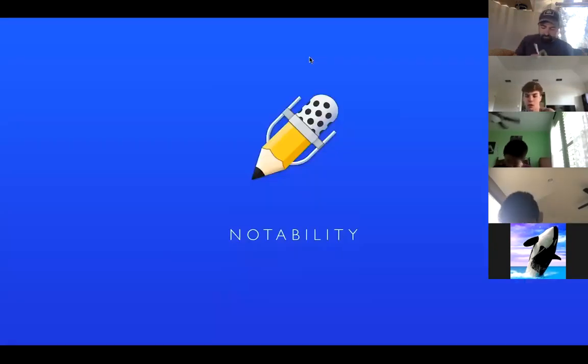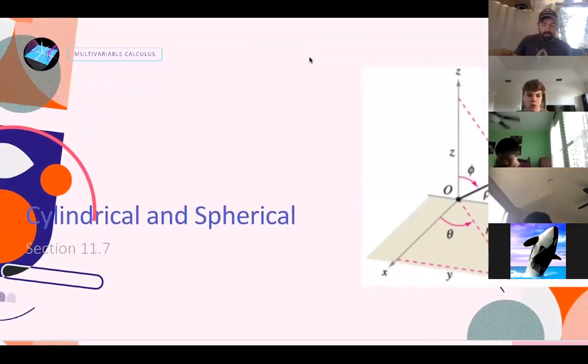Okay, so we're going to go to today's, which is going to be cylindrical and spherical coordinates. It's the last section in chapter 11. For now, we're just going to kind of practice using them. Their real use will come up in integrals.